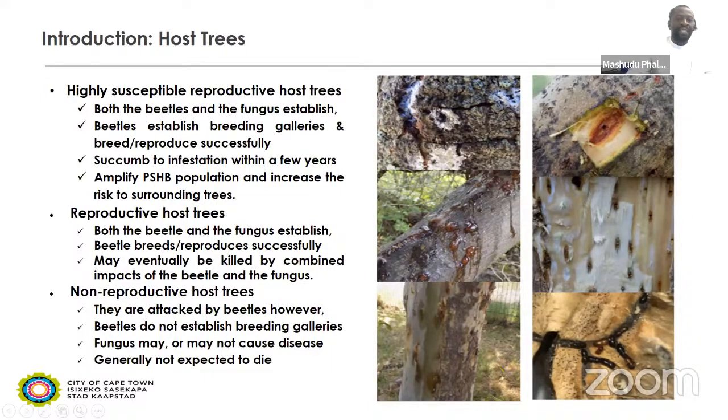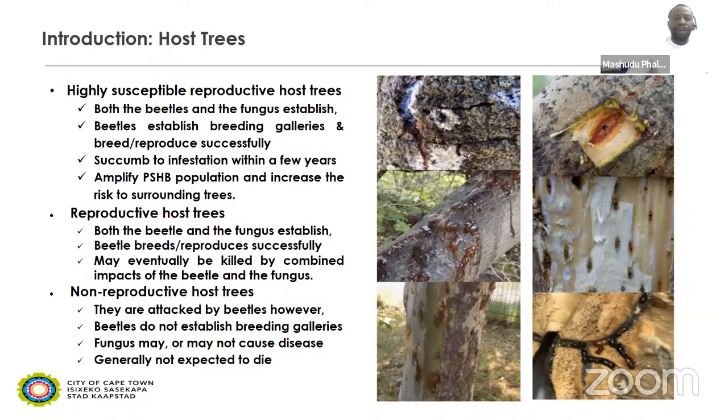So the pictures on the right are just some symptoms, because the beetle is too small to identify. These are just symptoms that you would observe in a tree that has been attacked by PSHB. You will notice white sugar-like substances oozing out of the trunk or the bark of the tree. Some trees are able to create excessive gumming. And in some trees, particularly the plane trees, you will see dark gray or dark brown staining around the tree. And as you get closer to the tree, you would start making observations as if the tree was shot with a shotgun, hence the name shot hole borer.